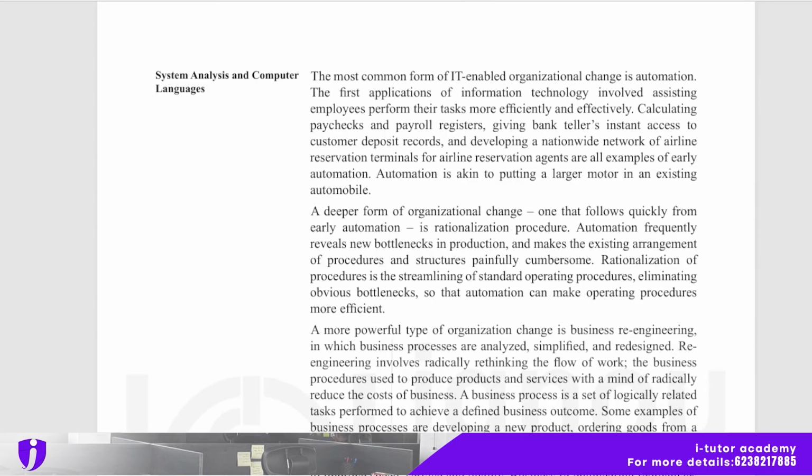And the most common form of IT enabled organizational change is automation. The first applications of information technology involved assisting employees to perform their tasks more efficiently and effectively. Calculating paychecks and payroll registers, giving bank tellers instant access to customer deposit records, and developing a nationwide network of airline reservation terminals for airline reservation agents are all examples of early automation. Automation is akin to putting a large motor in an existing automobile.